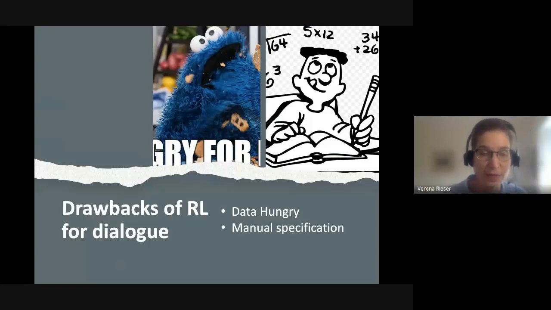Then I already mentioned there's the manual specification of the state space and the reward function. People also refer to that as the black art of reinforcement learning. And I can confirm I spent a couple of months during my PhD sweating because my system just wouldn't learn anything useful. And I had somehow misfactorized my state space. And as soon as I corrected that, it just went and learned the right thing. But it was very painful to specify it in a way that it can actually learn.